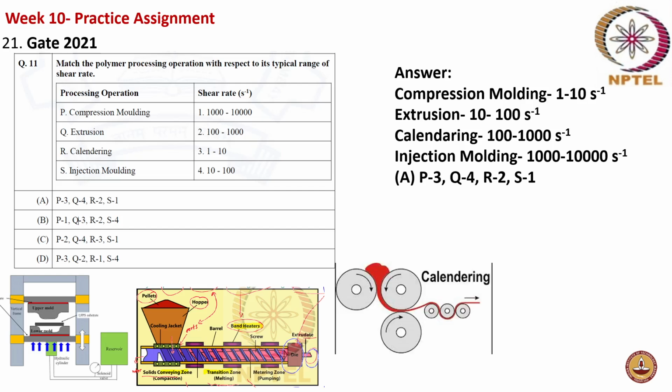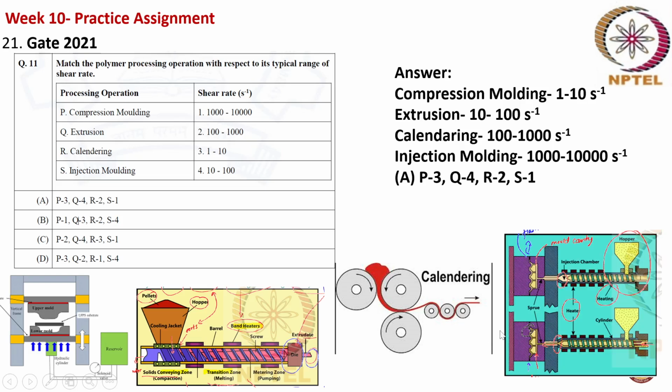In calendering operation, you could see the polymer passes through rolls. So comparatively higher shear rates are involved, especially here, where it is a counter movement. And finally, in injection molding, we could see that complex structures can be prepared, where the diameter or the length of the section is very, very small.